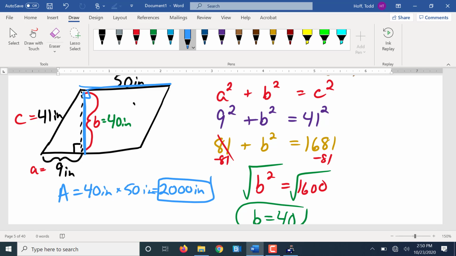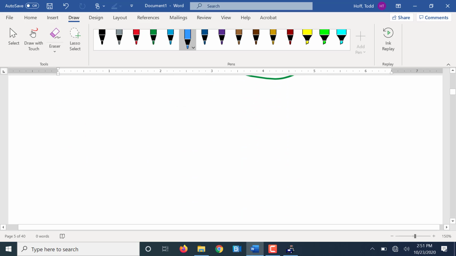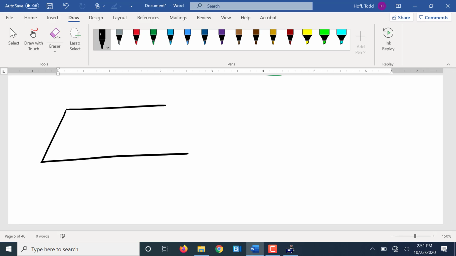So we can use that Pythagorean theorem to find missing dimensions like that if we can form right triangles. One of the more extreme examples of that would look something like this.